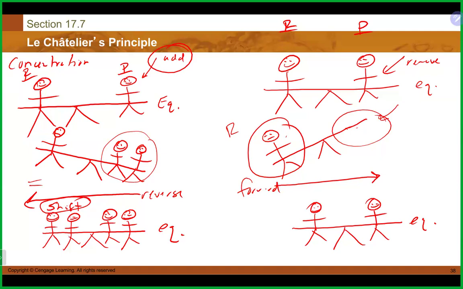You could think about removing like you made a hole on that side. So it's got to go towards the hole to kind of fill the hole. And when you add, it needs to kind of go away. So those are good ways to remember it. If you remove something, it goes towards it to fill the hole that you made on that side. Any questions on concentration?